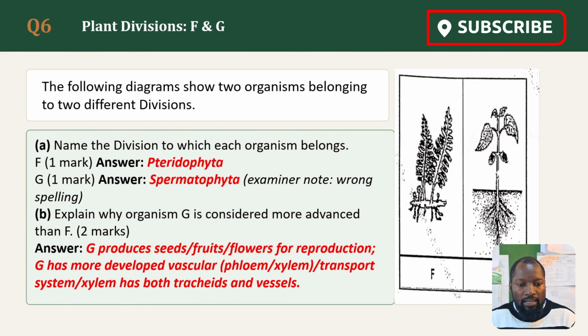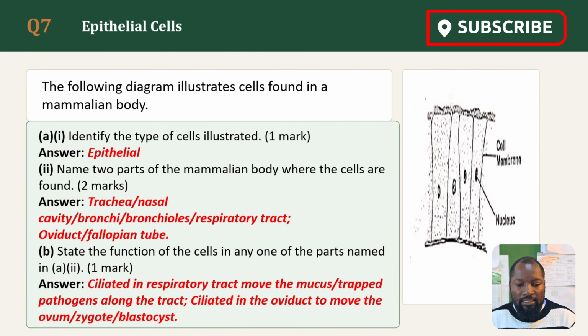Question number 7. The following diagram illustrates cells found in the mammalian body. And we can look at those cells. They have a cell membrane here, we have a nucleus, and then we have hair-like structures above. So identify the type of cell illustrated. When you look at this cell, with a cell membrane, a nucleus, and hair-like structures, this one must be the epithelial cells. Epithelial cells.